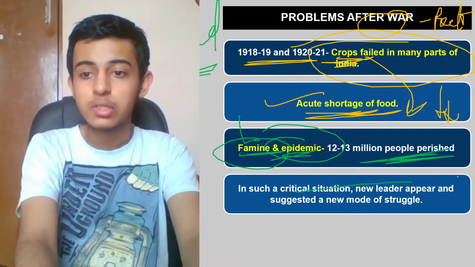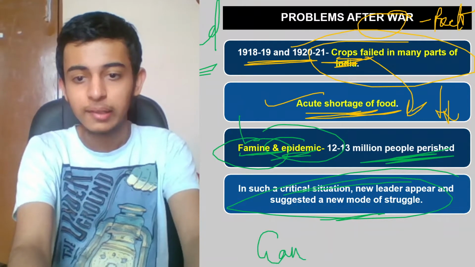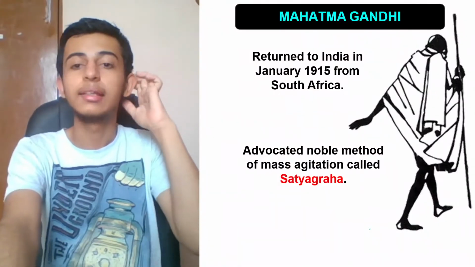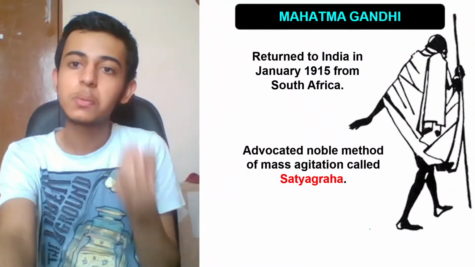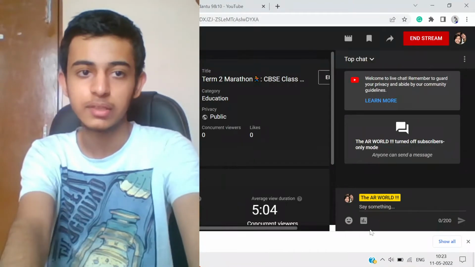In such a critical situation, a new leader appeared and suggested a new mode of struggle. We'll talk about Gandhiji now, Mahatma Gandhi. Mahatma Gandhi is the new leader that we are talking about in this particular chapter, and it revolves around Mahatma Gandhi only for most of the time.